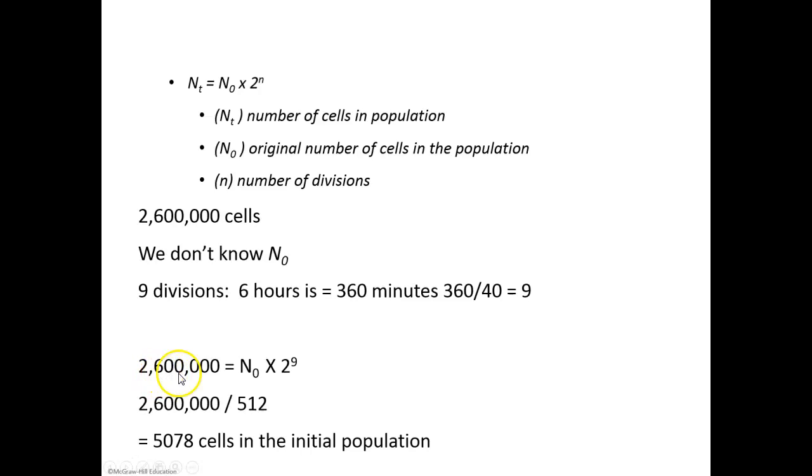So we have 2.6 million equals N sub 0 times 2 to the 9th power. So that gives us 2.6 million equals N sub 0 times 512. If we divide both sides by 512, we started with 5,078 cells in the initial population.